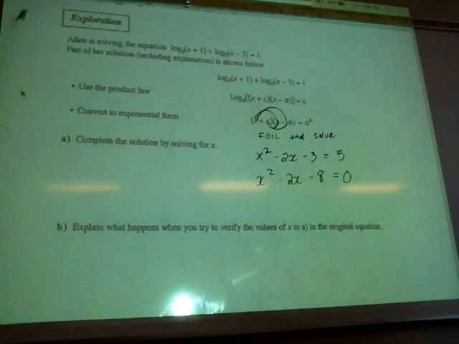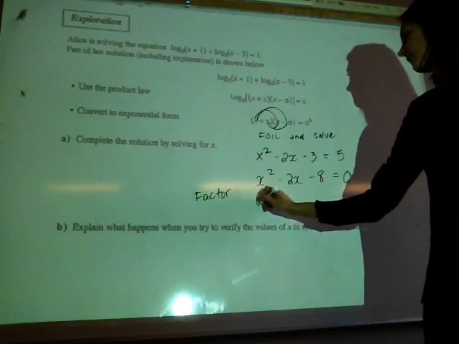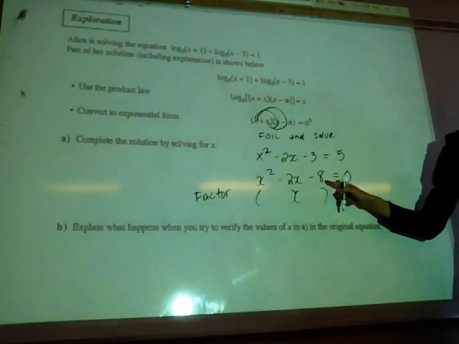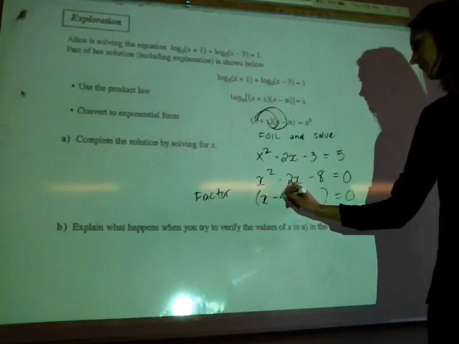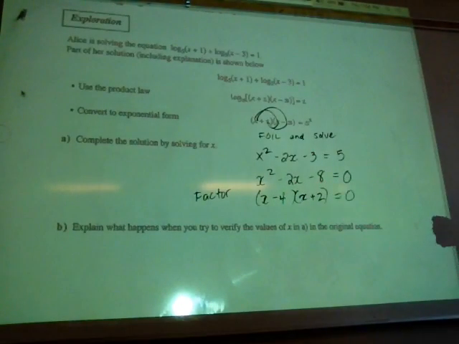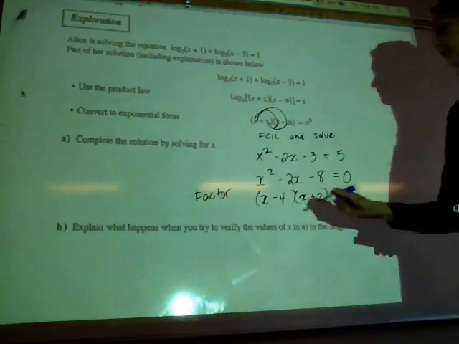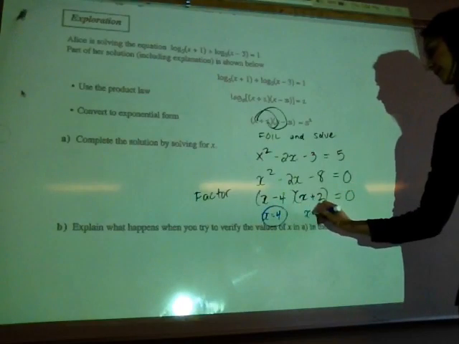And how do we solve for x? We factor. So I need two numbers that multiply to negative 8 and add to negative 2. And we'll get x minus 4 times x plus 2. So from those two factors, we have our solution that x equals positive 4 and x equals negative 2.